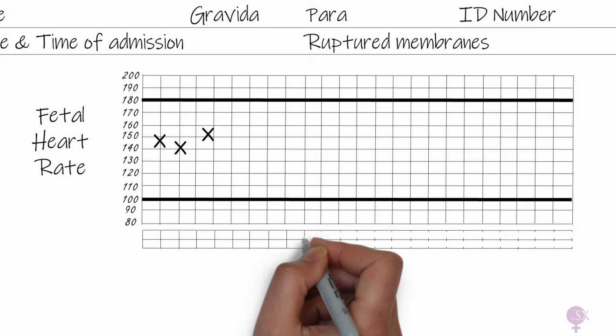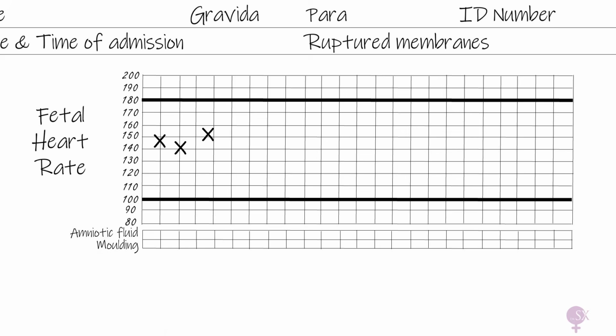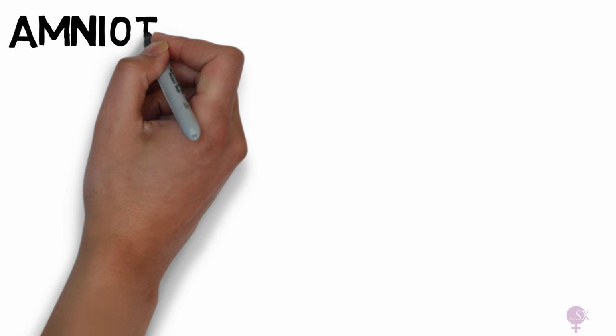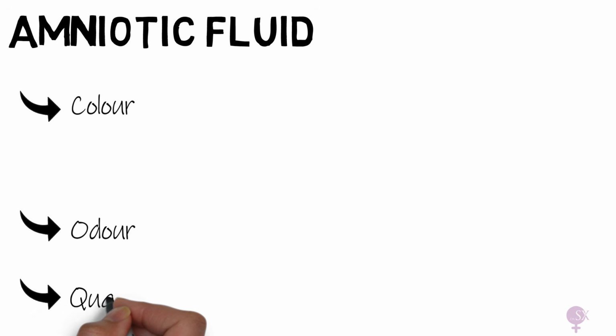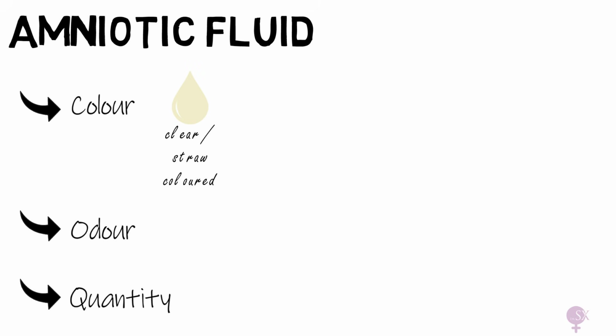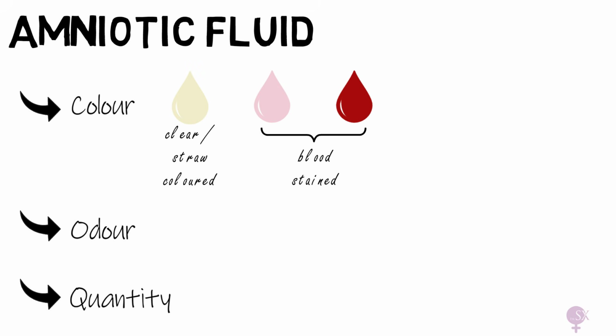Next up, we've got the assessment of amniotic fluid and moulding. When it comes to the amniotic fluid, we take into account the colour, odour and quantity. Is the fluid clear and straw-coloured, which is normal, or is it blood-stained or slightly blood-stained with a light pinkish colour? This can be a sign of antepartum hemorrhage.